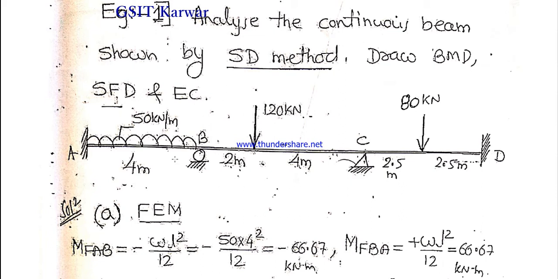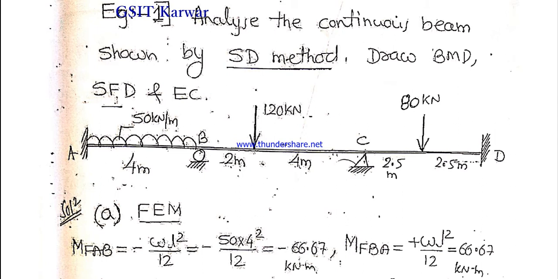Let us analyze this given continuous beam. This continuous beam has 3 spans AB, BC, CD, and on span AB a UDL, uniform distributed load, is there. It is given 50 kN per meter, and on span BC a 120 kN point load is there, and on span CD an 80 kN point load is there.